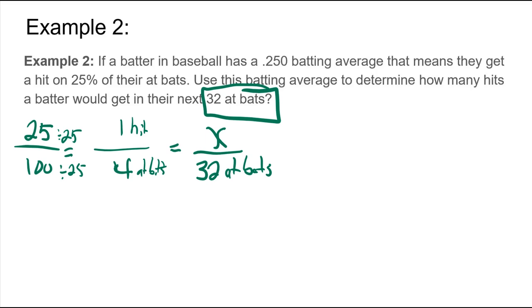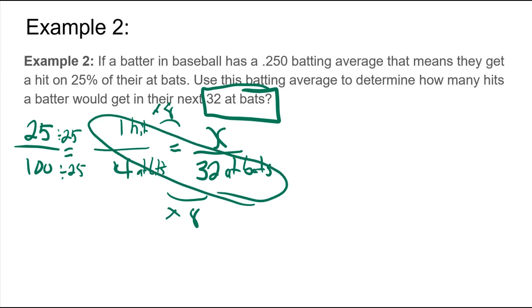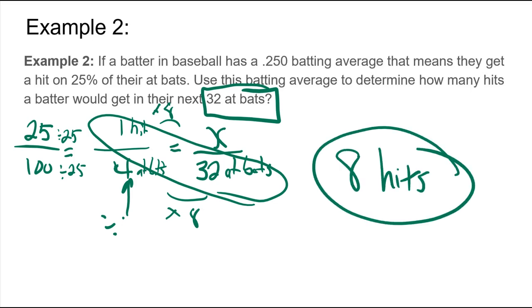Now remember, there's 2 different ways to solve our proportions. We can see that to get from 4 to 32, we just have to multiply by 8. So we multiply 1 by 8, or we cross multiply 32 times 1, and then we divide by our extra number. So we divide 32 divided by 4. Either way, you should be able to see that this person would get 8 hits over 32 at-bats.